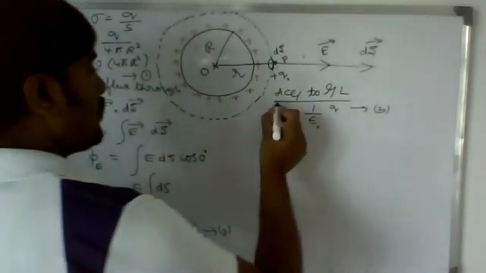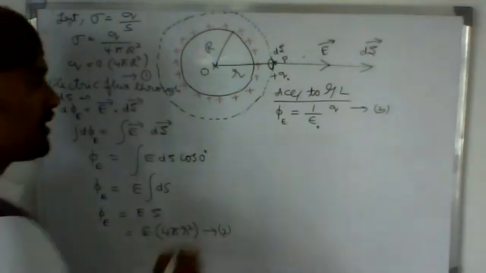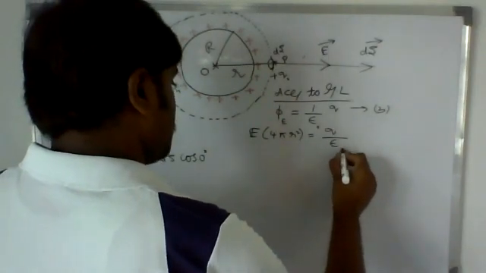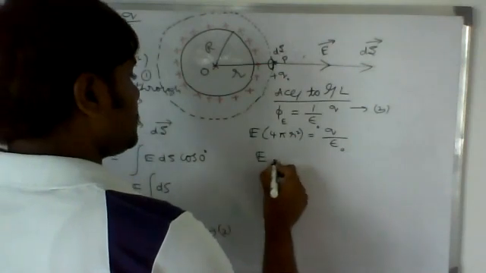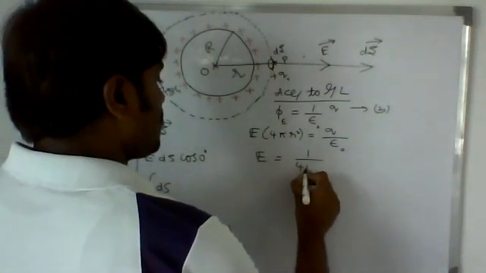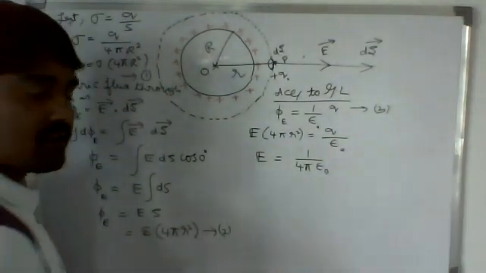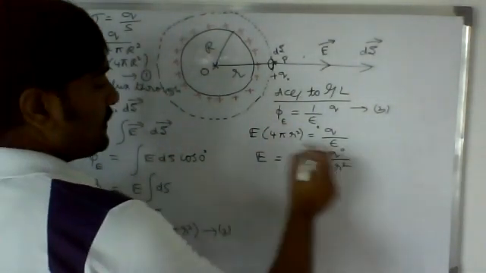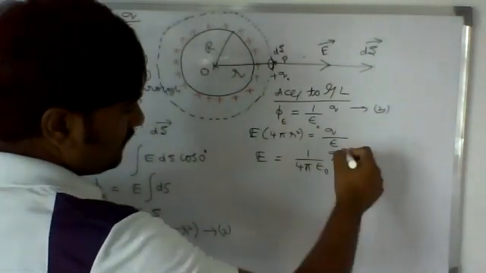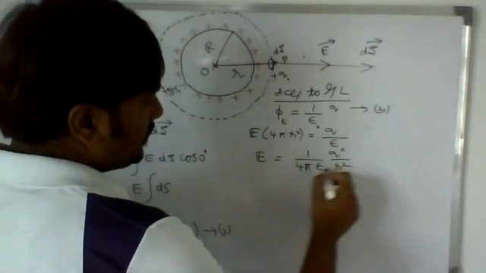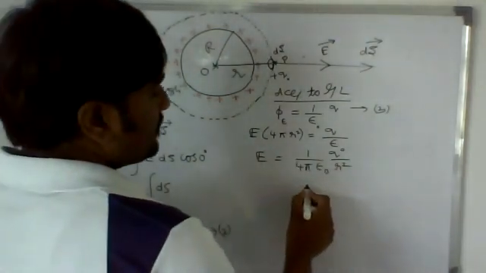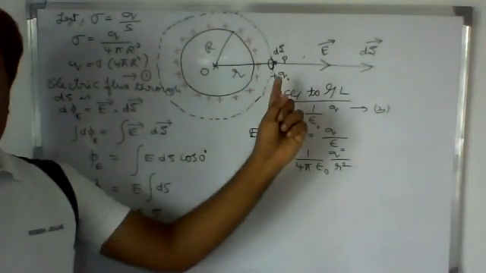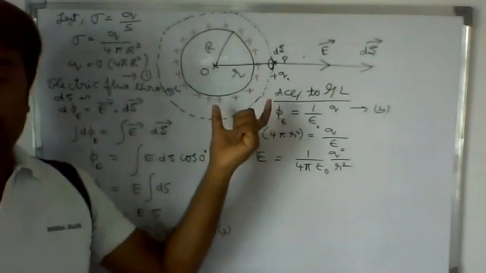Then what is the value of phi? Phi is E into 4 pi r square, and that is equal to Q divided by epsilon naught. After simplification, we get E equal to 1 divided by 4 pi epsilon naught into Q divided by r square. So this is the mathematical expression for the electric intensity at a point outside the uniformly charged thin spherical shell.